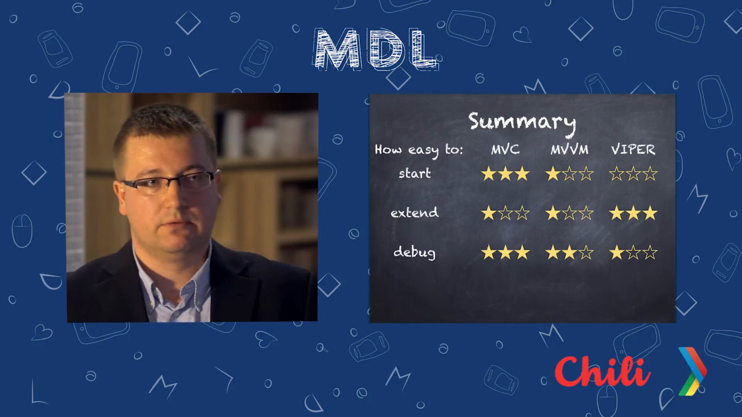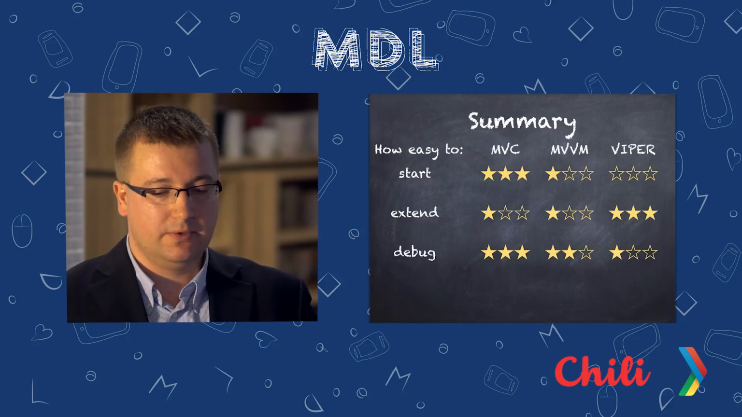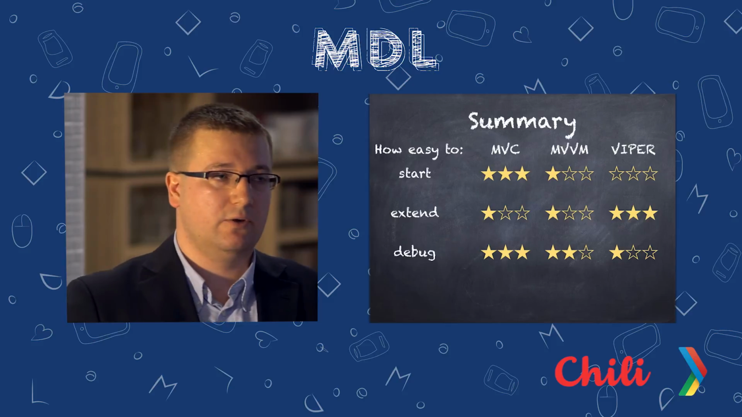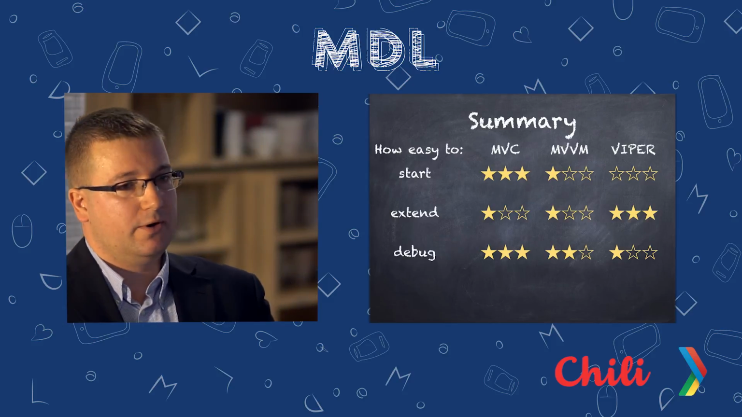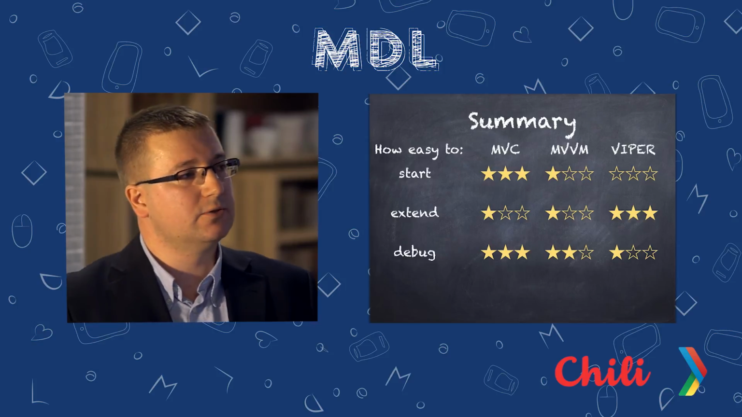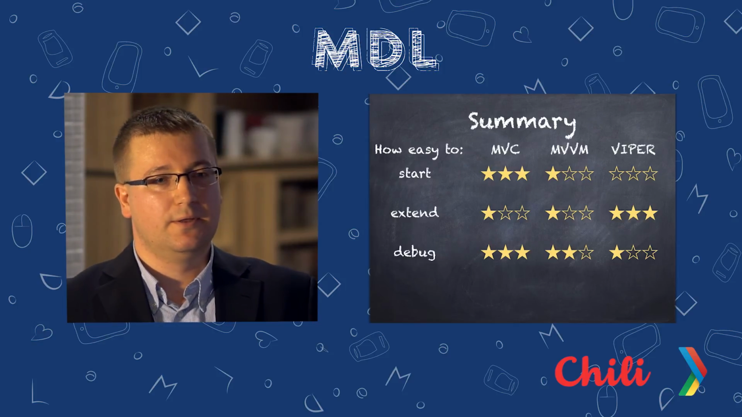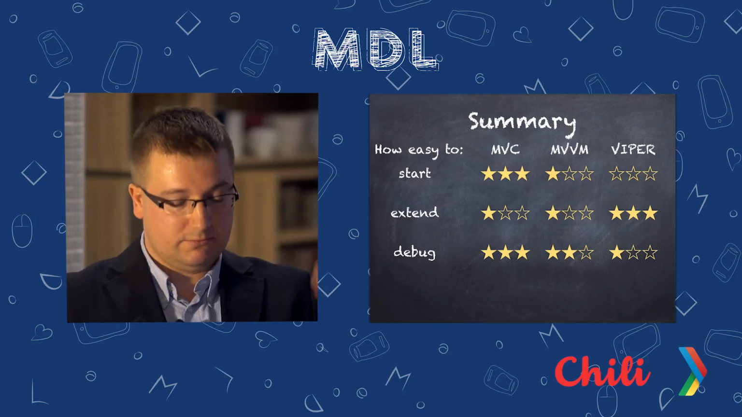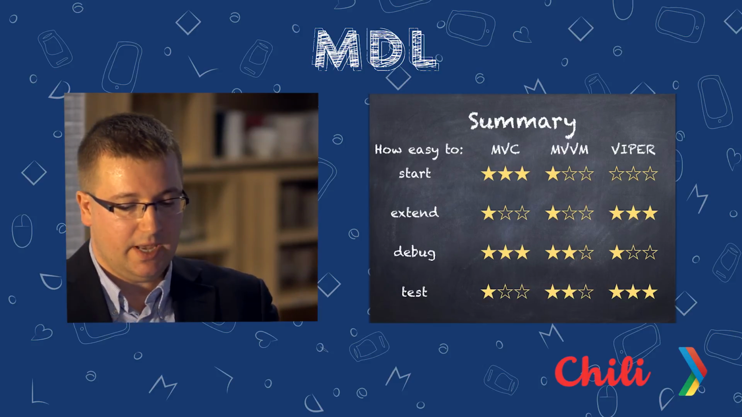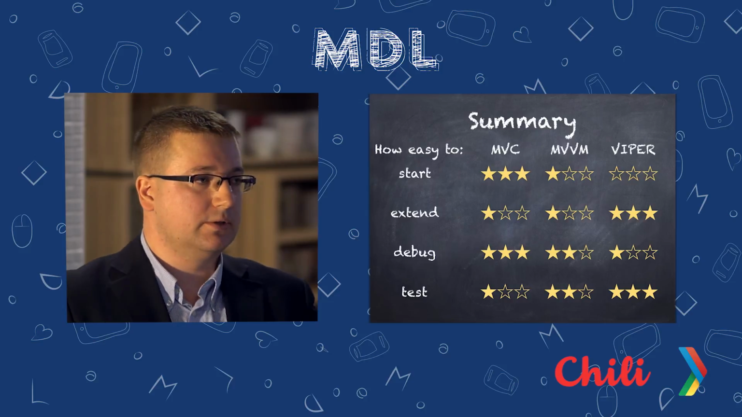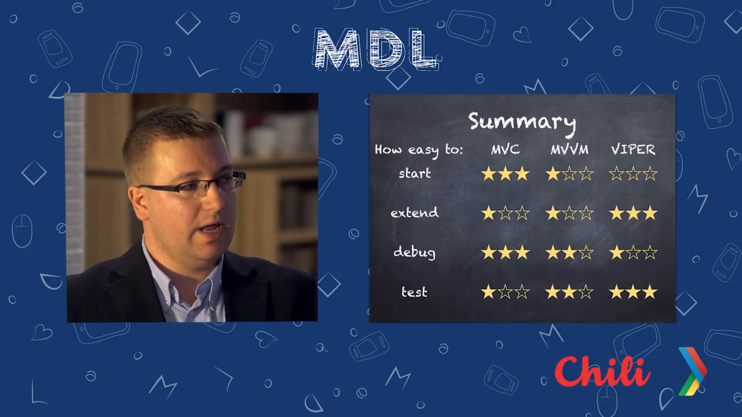Debug. MVC, really easy to debug. When it's MVVM or Viper and you have reactive programming, then the debug is a nightmare. You might have, I don't know, 60 or 70 steps in the debug. Try to follow that path. It's really a nightmare. Testability. Again, Viper is the absolute winner because everything is testable. With mocking, everything is testable.